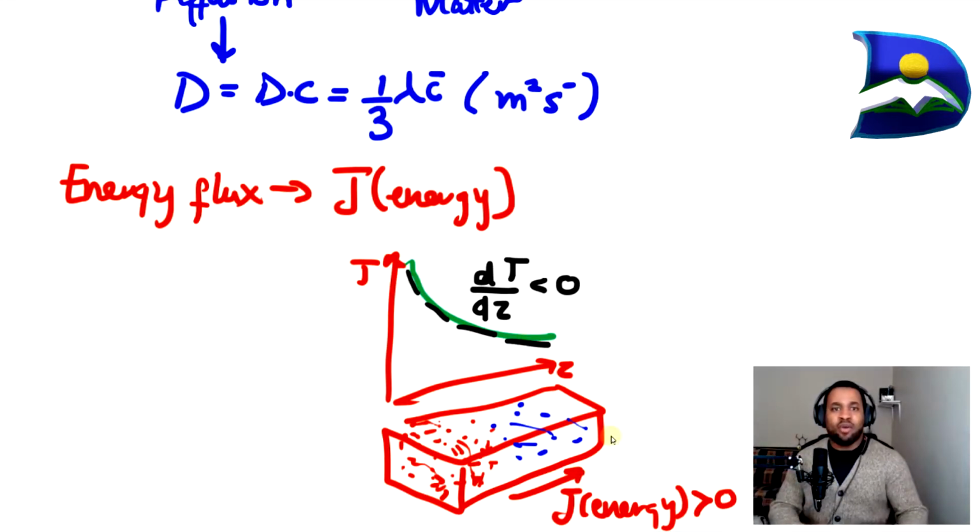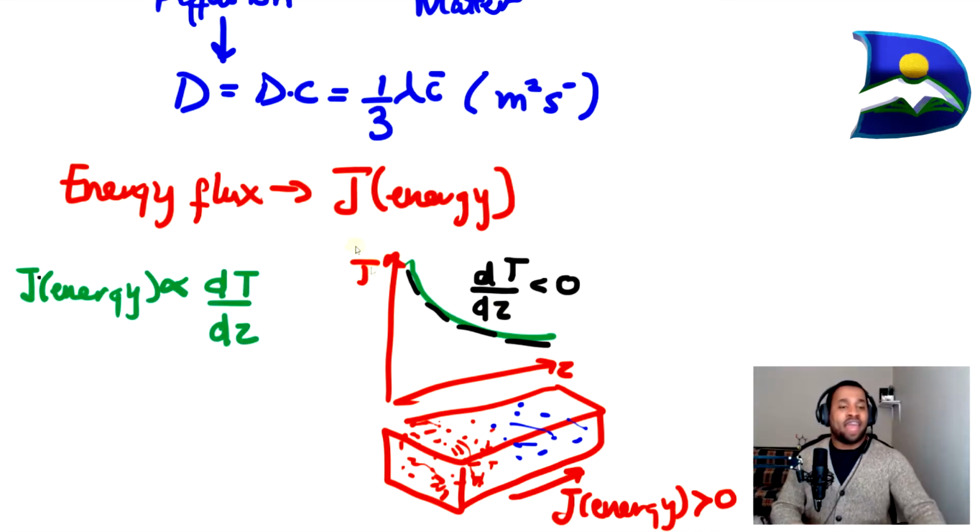Therefore we can come to the conclusion that our energy flux, take note, increases as the first derivative of our temperature increases. So our first derivative is directly proportional to the energy flux, and we can then build on this relationship between the temperature gradient and the energy flux by introducing a constant.